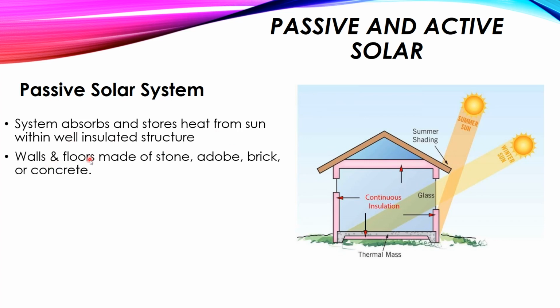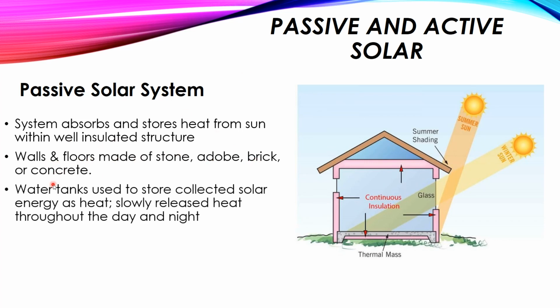The walls and floors are made of stone, adobe, brick or concrete. Water tanks are used to store the collected solar energy as heat and slowly release the heat through the day and night. So we simply use water tanks to store the collected energy and slowly release this heat throughout the day.